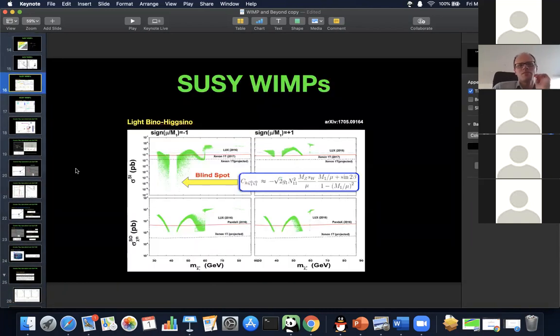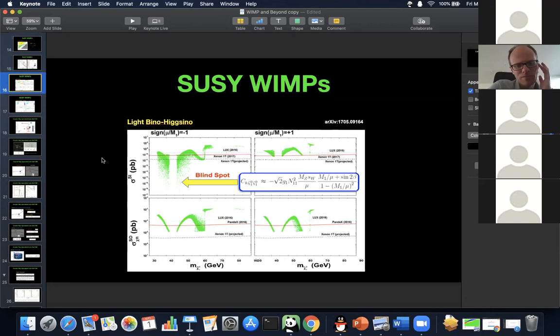Okay. So you're making an argument here about spin-independent versus spin-dependent access to the blind spot region. I'm sorry, I didn't quite follow the point you were making. Can you make that again a little more slowly? Yeah, sure. Sorry about the confusion.